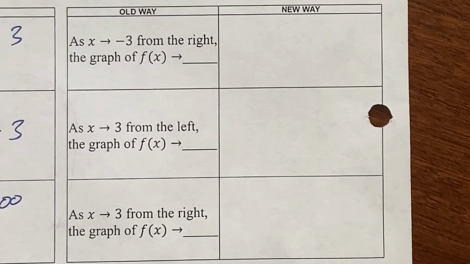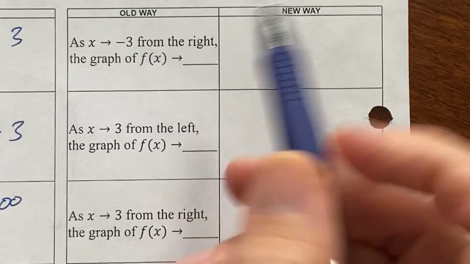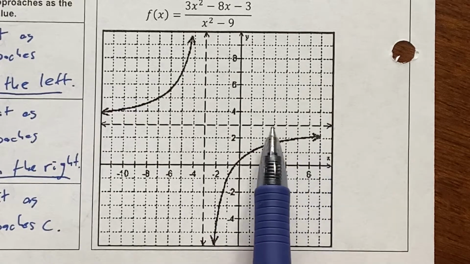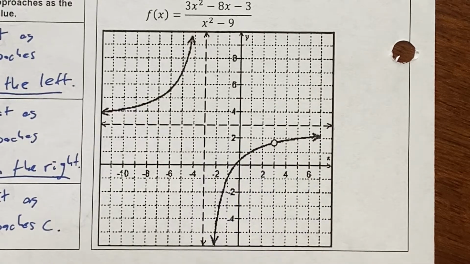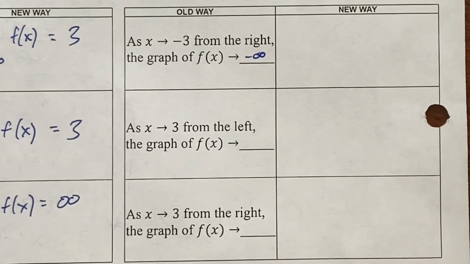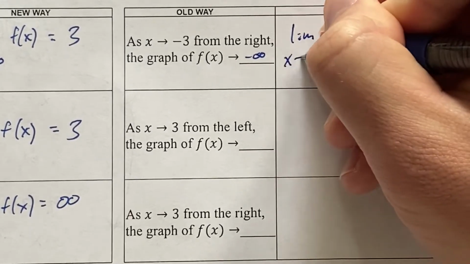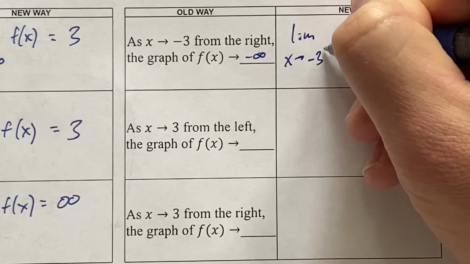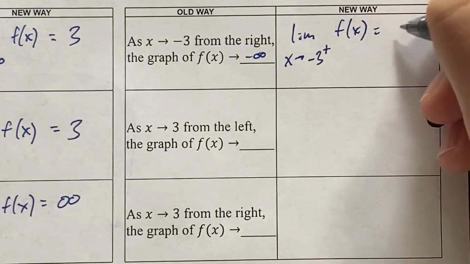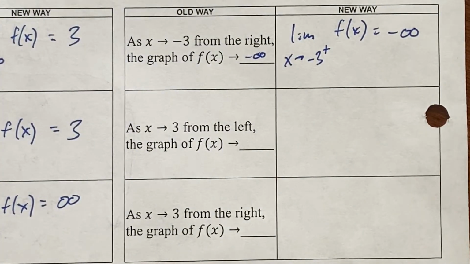Okay. As x approaches negative 3 from the right, all right, as x approaches, there's negative 3. As it comes from the right side, looks like it's going to negative infinity. Okay. So we're going to write that as the limit as x approaches negative 3 from the right, little plus sign, of f of x equals negative infinity.